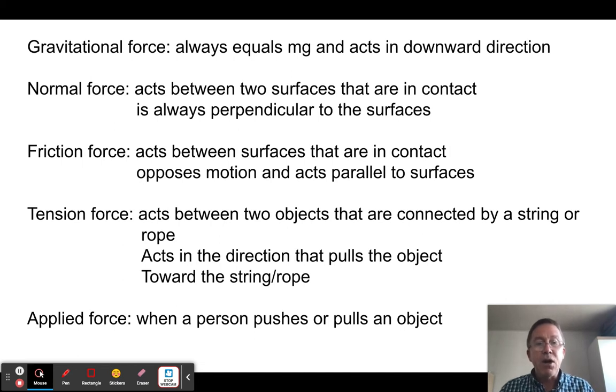And then we just have what we call applied force. It's a catch-all term for when someone's pushing on something or a car is pushing something. So when acceleration is happening, and it's not clearly delineated as gravitation, normal, friction, or tension, we're just going to call it applied force. Usually a person applies a force to a car. That's really what we're talking about.